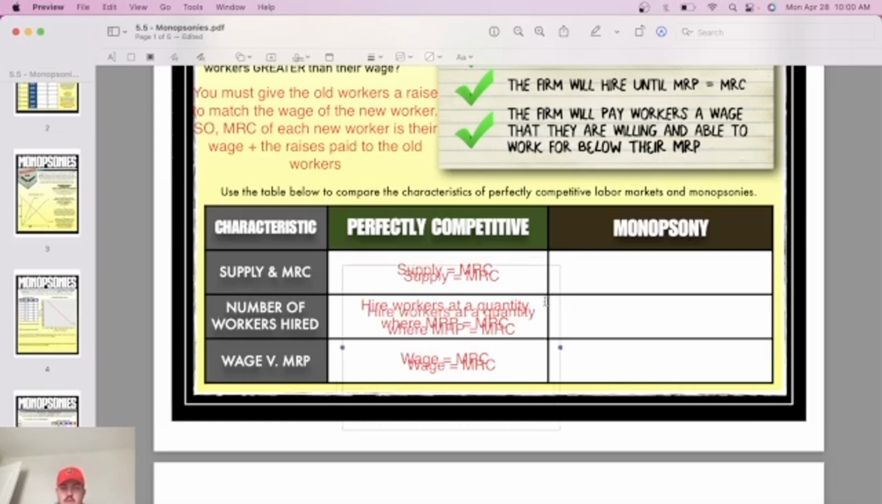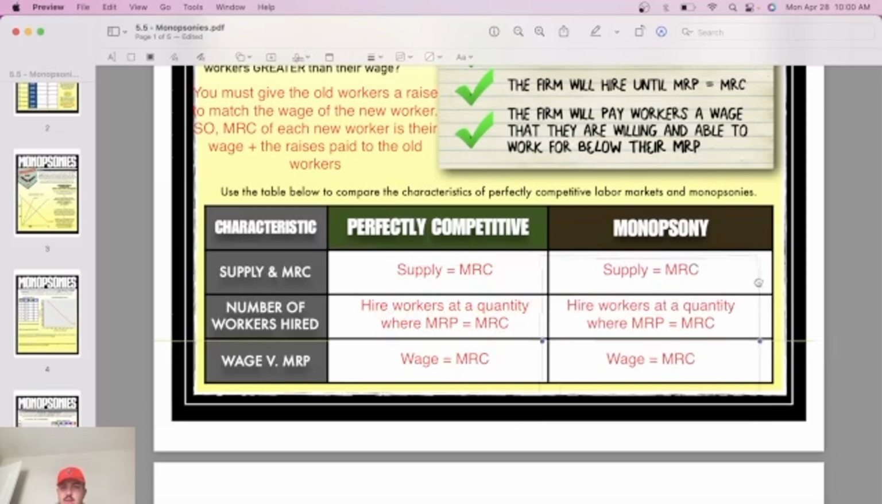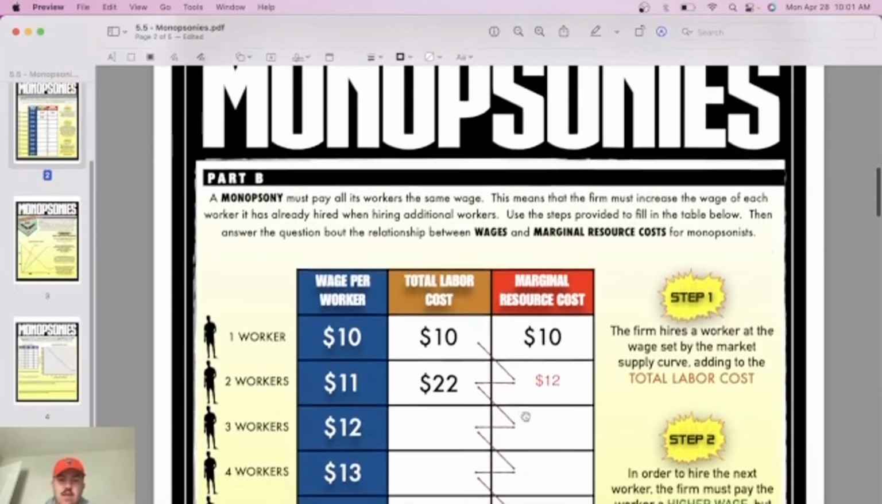Okay. If we were to look over at the monopsony now, MRC is greater than our supply in the monopsony. They're also going to hire a few workers in a perfectly competitive market because MRC is greater than the supply. And finally, as far as the wage versus MRP is concerned, wage is less than it. Okay. All right, let's move on to this.